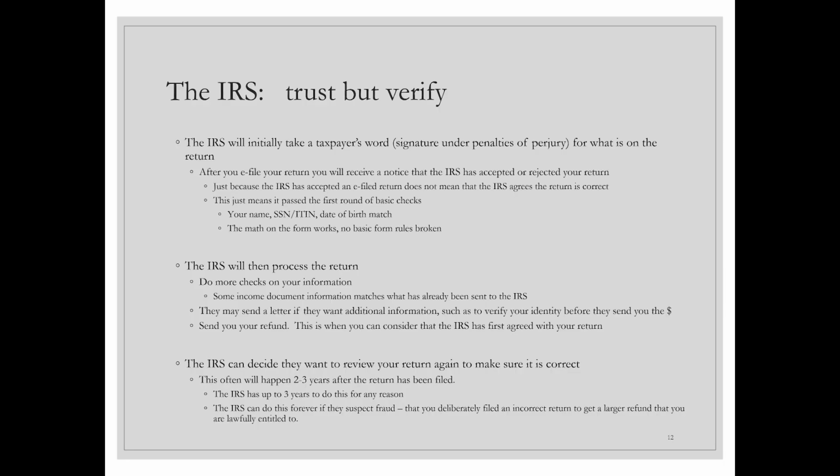Although they agreed with it, they can decide later on that they want to take another look at it. This usually doesn't happen right away. It's usually 2 or 3 years after the return is filed. But the IRS has up to 3 years to do this for any reason, right? The wind was cold today, we're going to take a look at your return. The IRS also can do this forever if they suspect fraud, that you are deliberately filing an incorrect return to get a larger refund than you're entitled to.